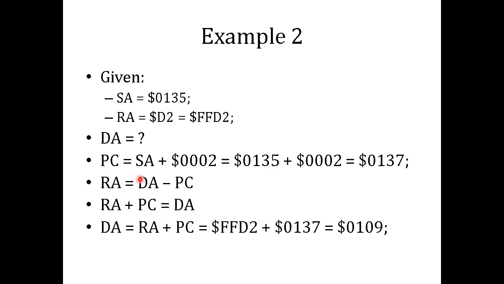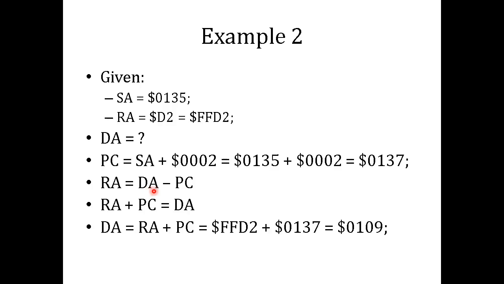Now this is my formula to calculate the relative address. But remember, this time we are not trying to find the relative address, we are actually trying to find the destination address, right? So to do that, we'll tweak the formula a little bit. How do I tweak it? I'll try to isolate the destination address, right? Because that is what I'm trying to find.